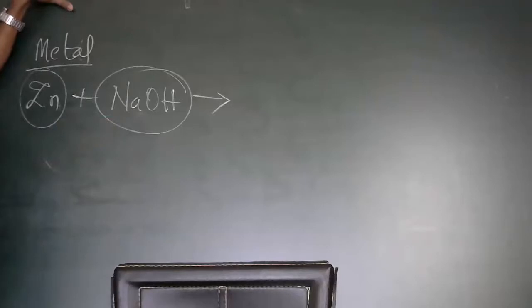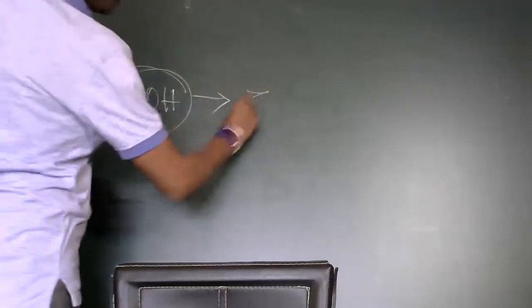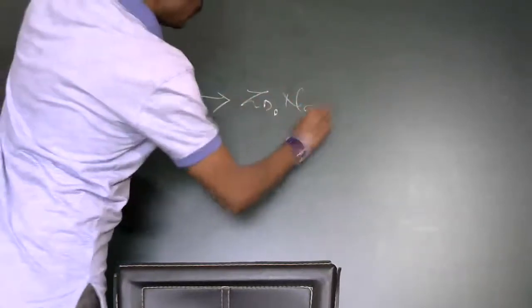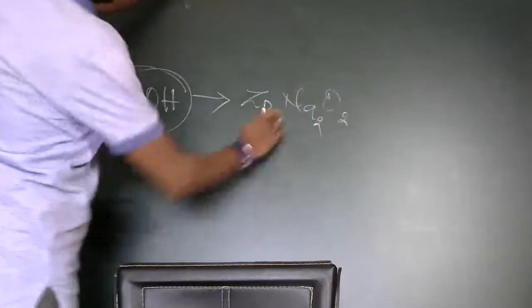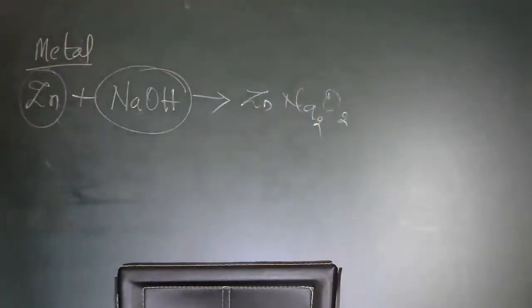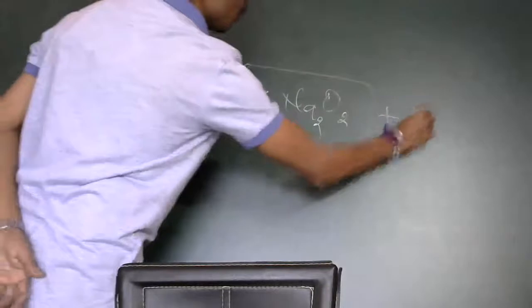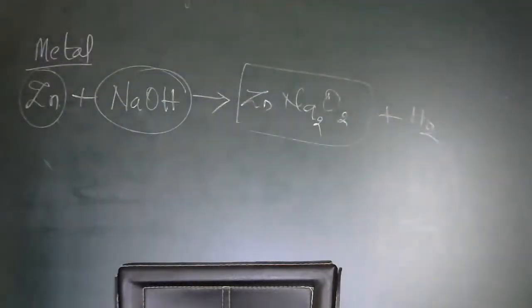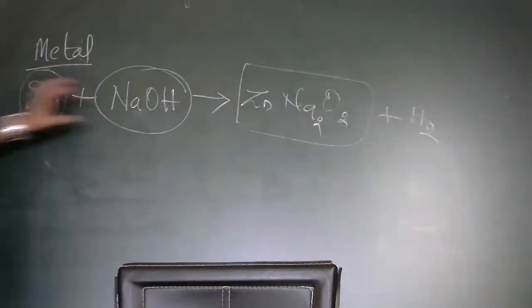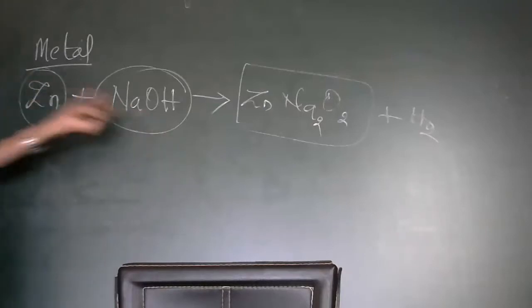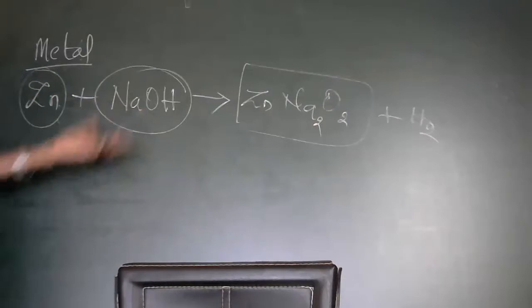Here what happens is Zn becomes Na2ZnO2, and hydrogen gas is formed. Sorry, not water: hydrogen gas is formed. Similar to how a metal reacts with an acid, the zinc reacts with NaOH, or any base, in this way.